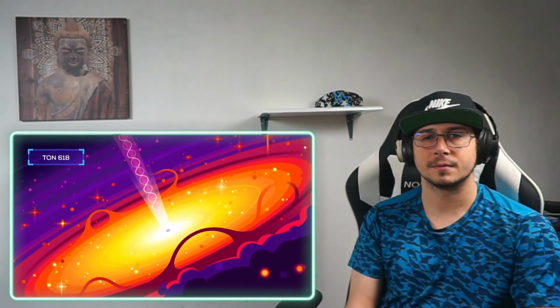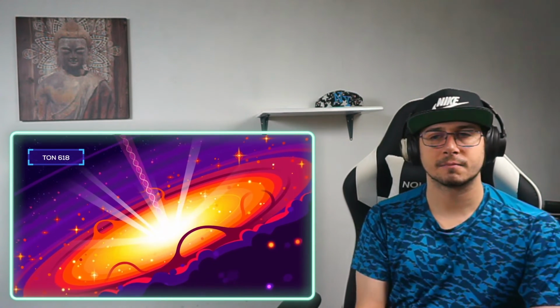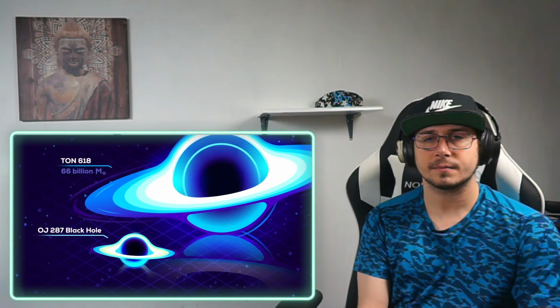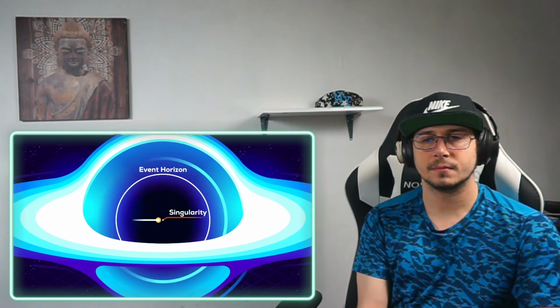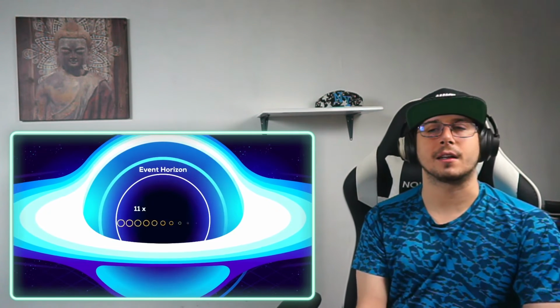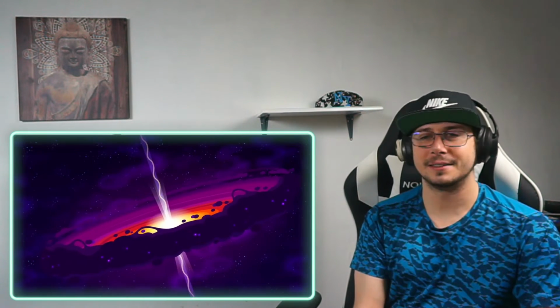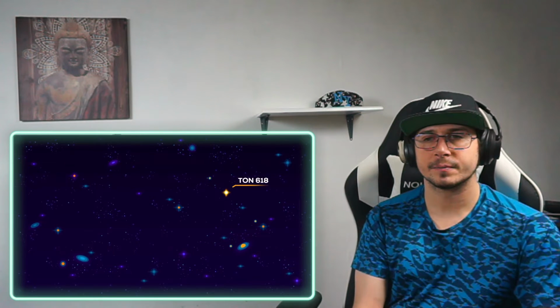TON 618, a black hole that we can observe consuming galaxies worth of matter, is shining with the brightness of 100 trillion stars, visible from 18 billion light years away. It has an incredible 66 billion solar masses, a black hole so large that it would take light a week to reach the singularity after crossing the event horizon. About 11 solar systems could sit inside of it, side by side. It may very well be the largest single body in the universe, but in reality, it's probably even larger. Since TON 618 is so far away, we only see what it looked like 10 billion years ago.